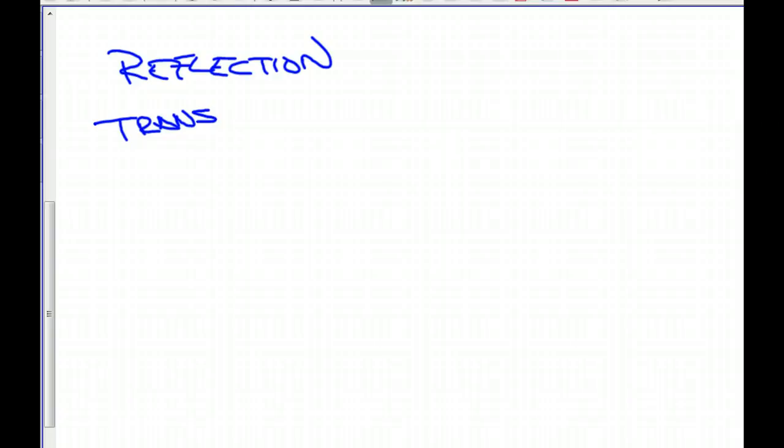A couple of the words that they use in here, guys, are reflection, translation, and rotation. You guys used all three of those before? Yeah.